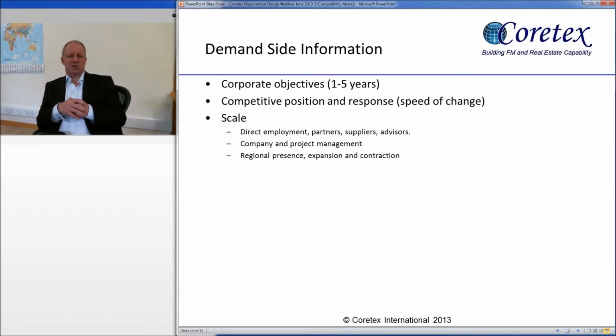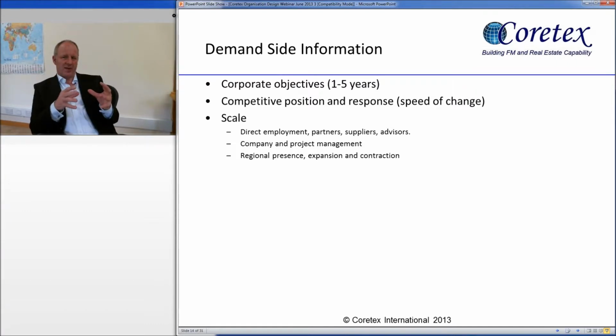There's also the challenge of making sure that whatever you do fits together with the company process. So things like project management, things like the governance processes you use have all got to fit together with the company itself, the organization itself. And of course, you need to think about how you can expand into particular geographies and indeed where necessary to withdraw.